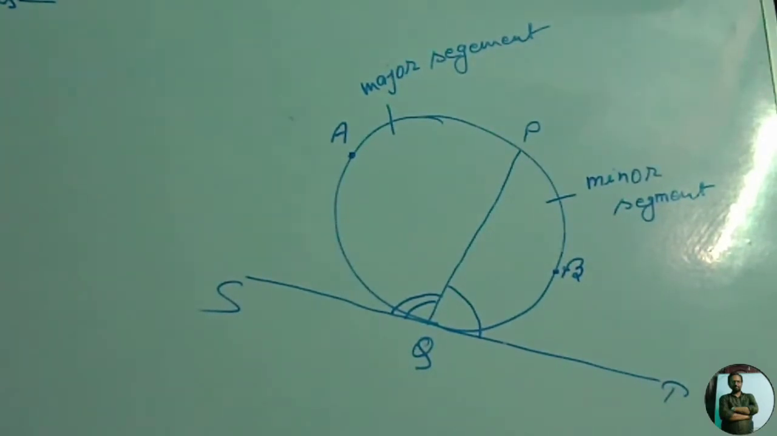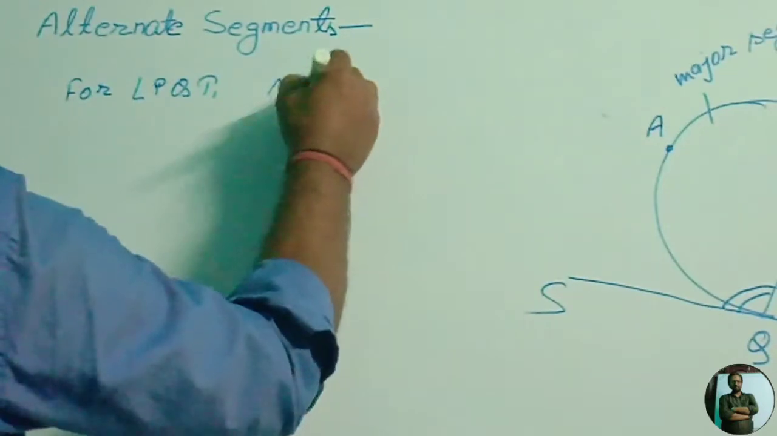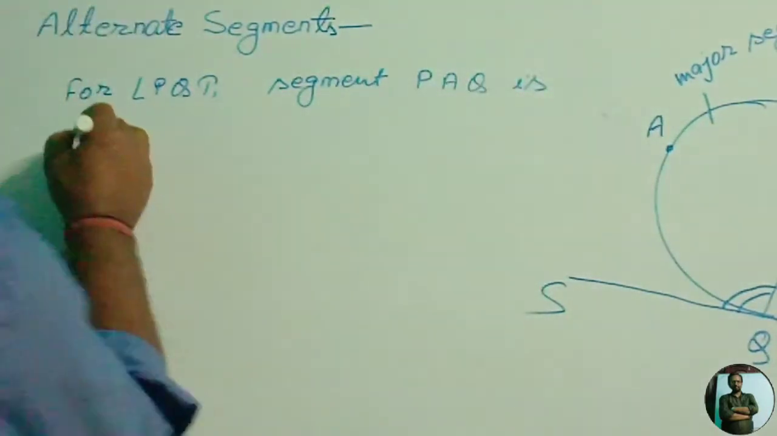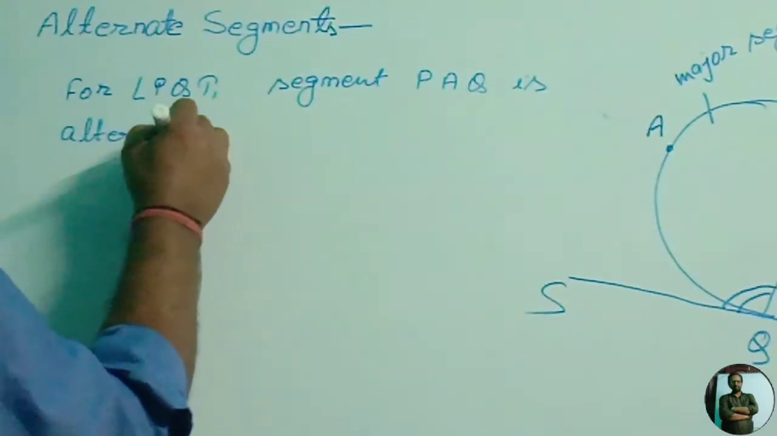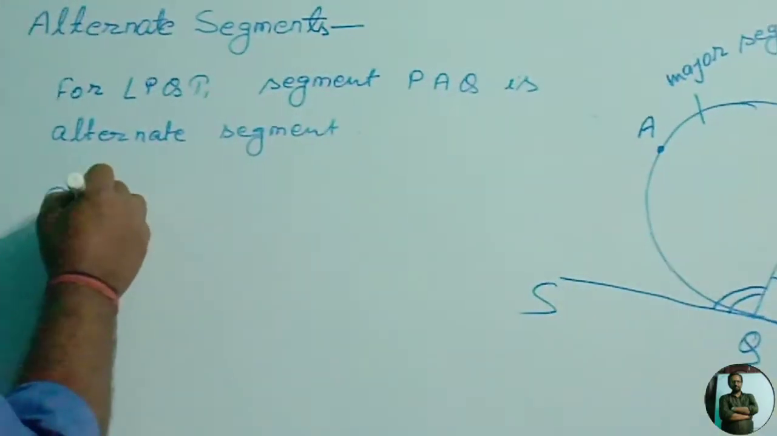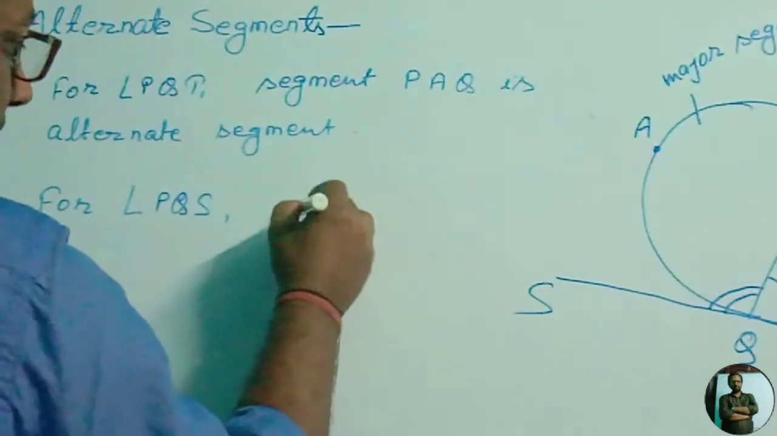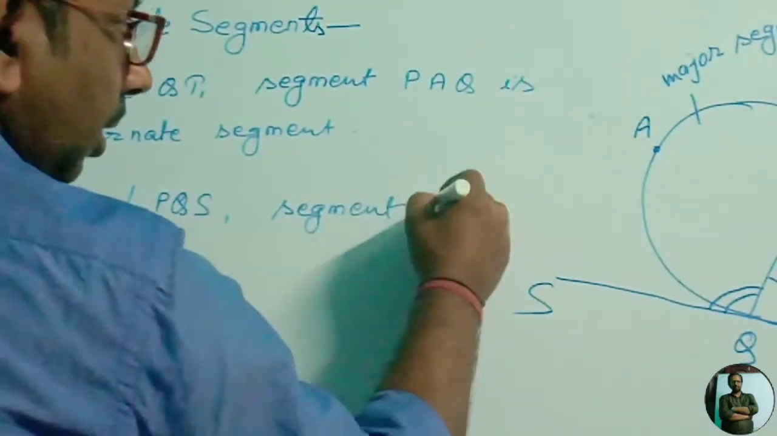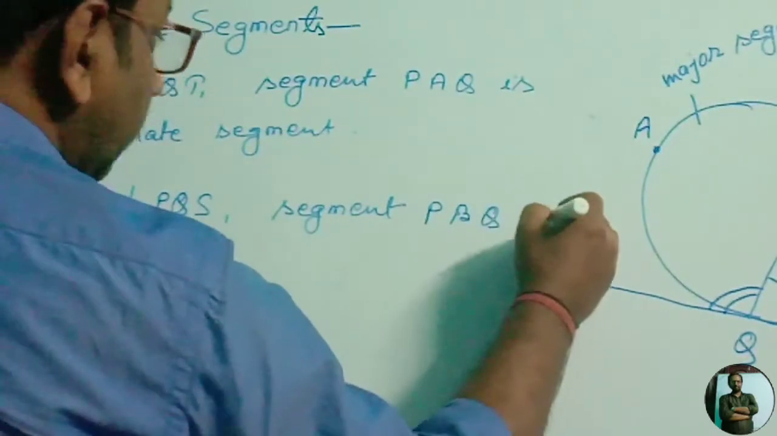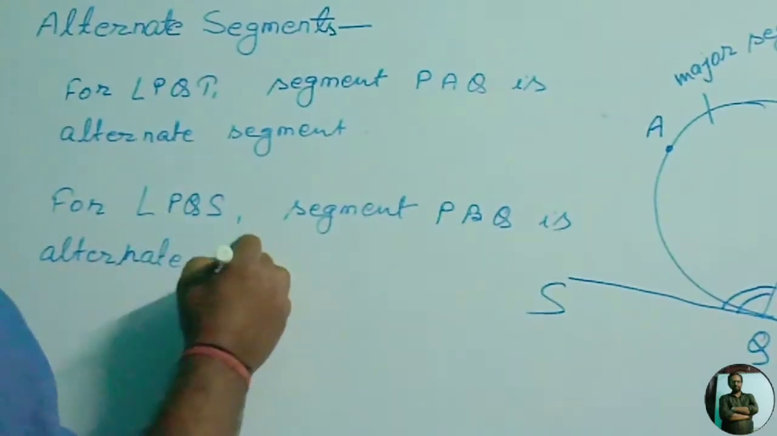For angle PQT, segment PAQ is alternate segment, and for angle PQS, segment PBQ is alternate segment.